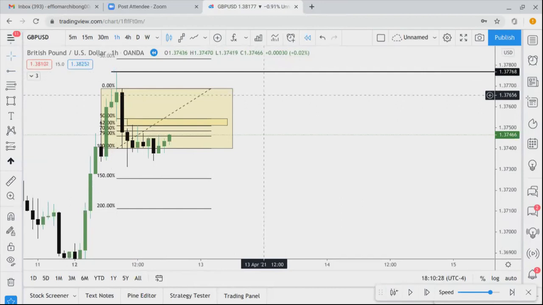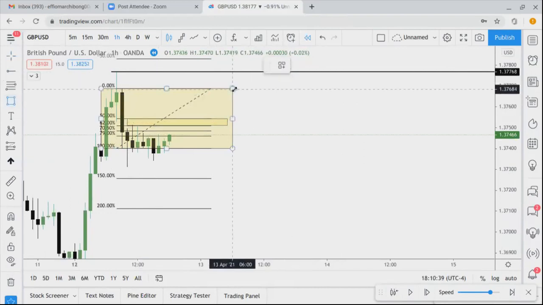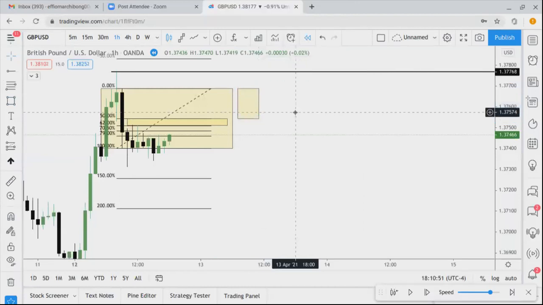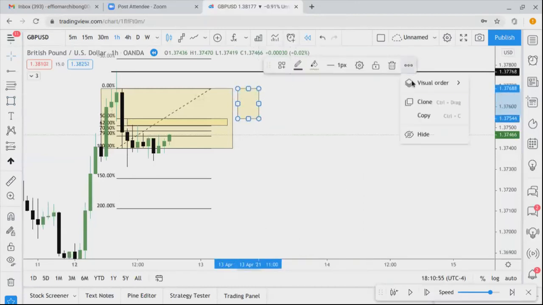Now, what do we have here? We have the setup. We don't know what the market is going to do. And this is the reason why I tell you guys that I prefer this zone. Because now, if I take a box like this, right? And then I clone it.